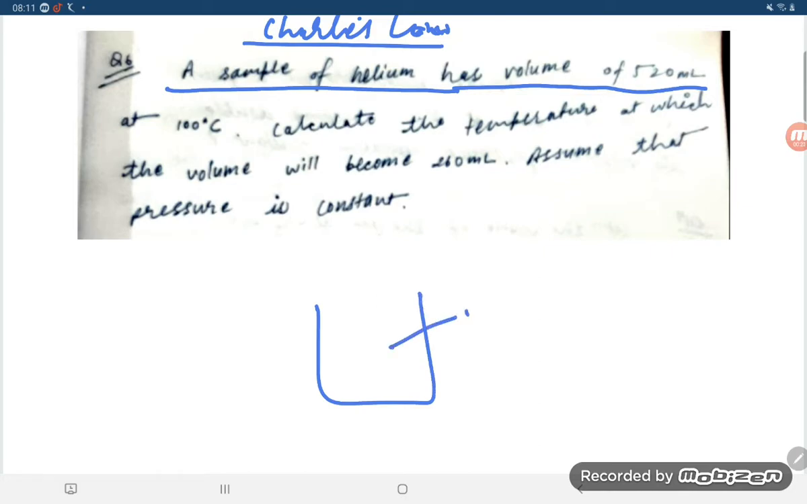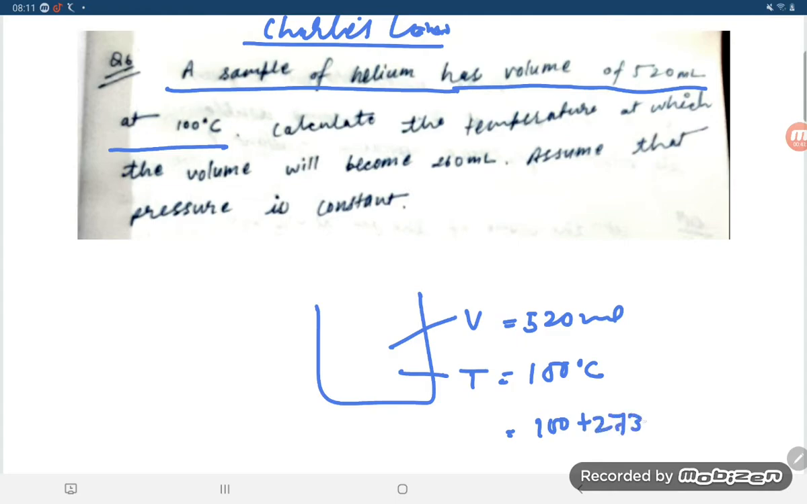They are saying the volume is 520 ml at a temperature of 100 degrees Celsius. But Charles law is telling about the temperature in Kelvin, so you convert to Kelvin. 100 plus 273 Kelvin. So how much will come, student? 373 Kelvin.